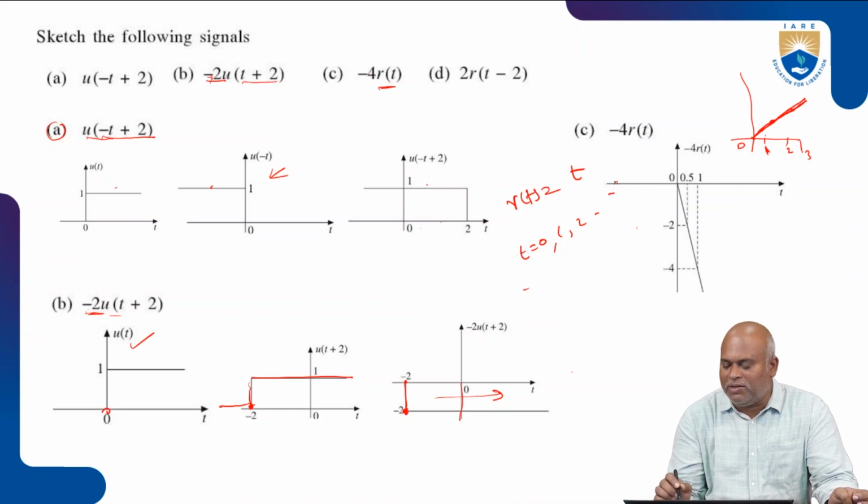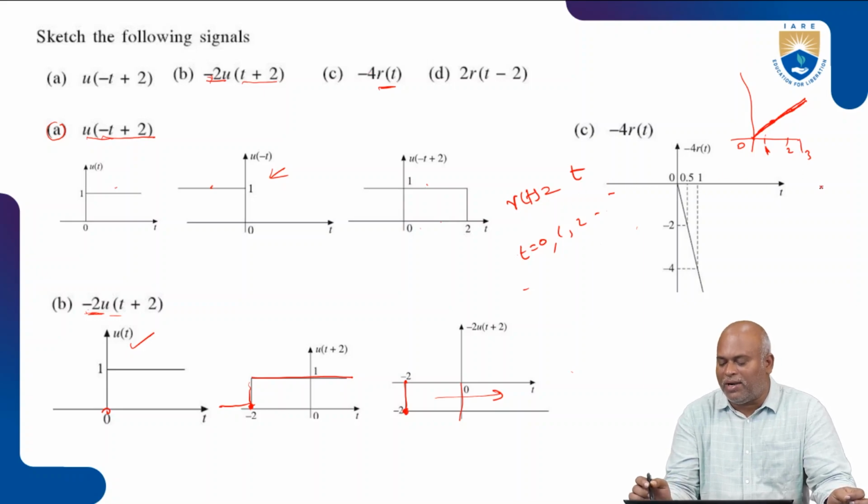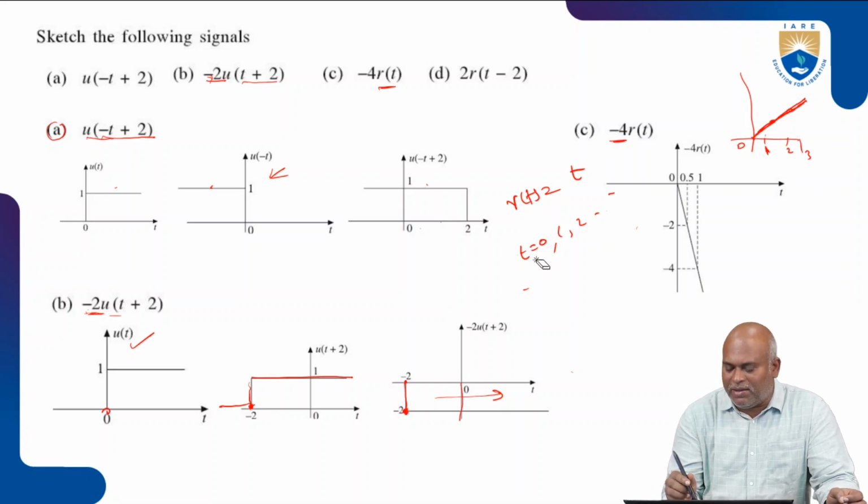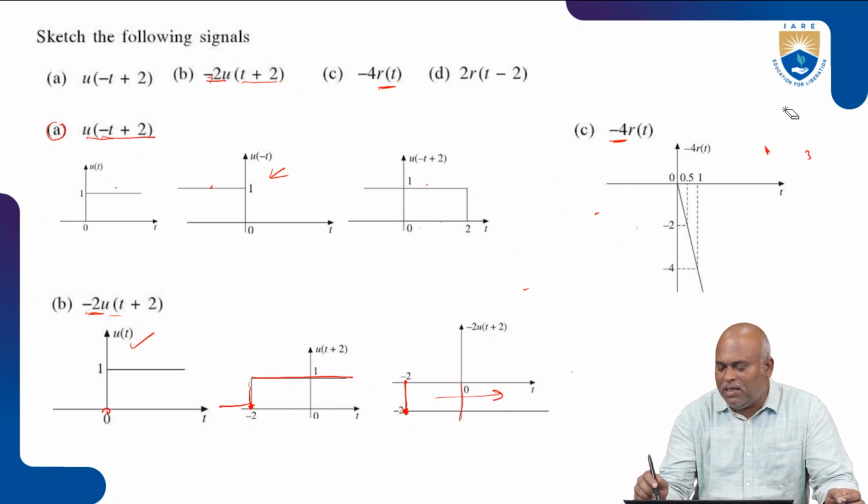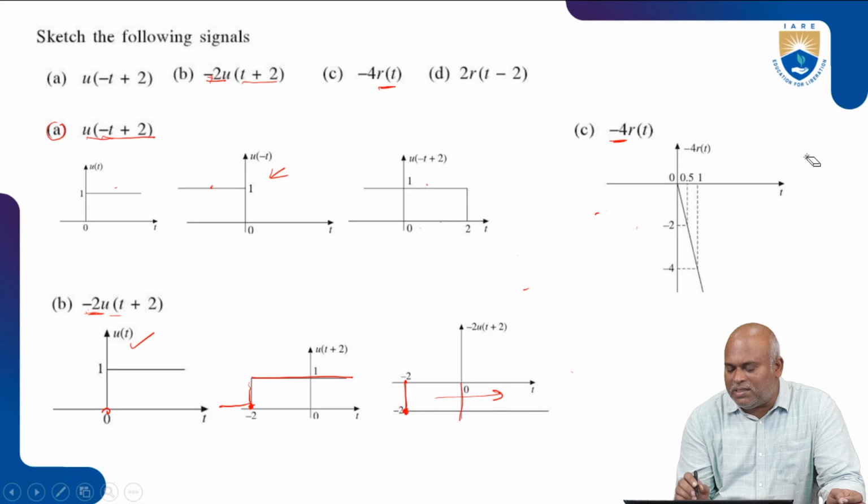So what will happen? We need to multiply by 4. At the same time, it is represented in the minus direction. Now we write r of t in this form. Then after substituting t equal to 0, r of t is equal to 0. For t equal to 1, r of t is equal to 1.